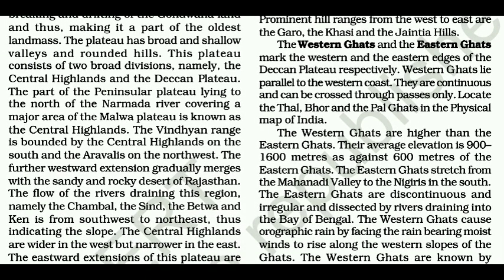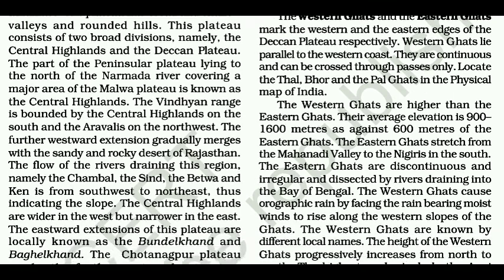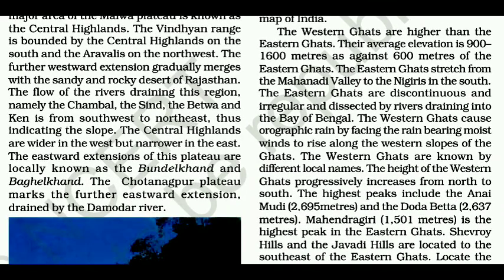The Western Ghats and the Eastern Ghats mark the western and the eastern edges of the Deccan Plateau respectively. Western Ghats lie parallel to the western coast. They are continuous and can be crossed through passes only. Locate the Thal, Bhor and the Pal Ghats in the physical map of India. The Western Ghats are higher than the Eastern Ghats. Their average elevation is 900 to 1600 meters as against 600 meters of the Eastern Ghats.